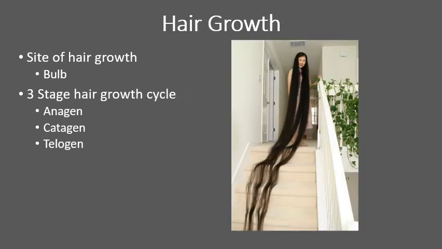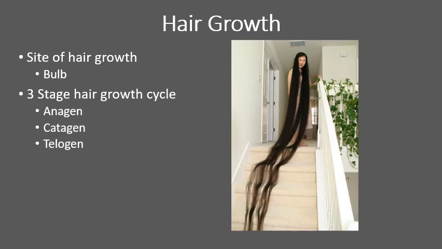Then we're going to talk about hair growth. So the site of hair growth is the bulb. As I mentioned, the only living cells are found within the bulb of the hair follicle, and therefore it's the only site of hair growth. There are 3 stages to a hair growth cycle. These are called anagen, catagen, and telogen.